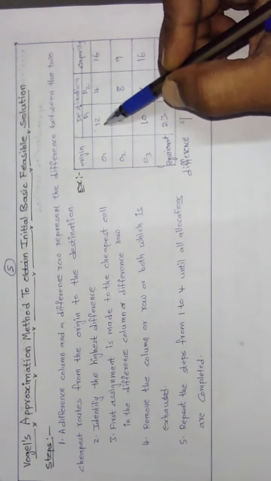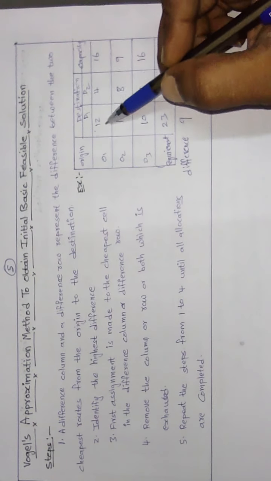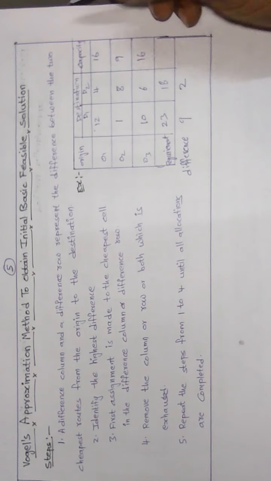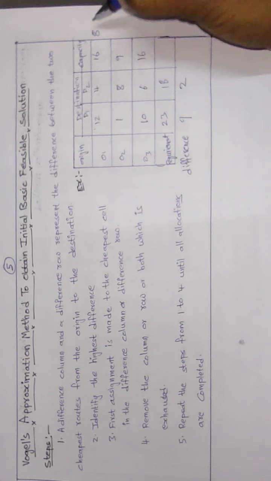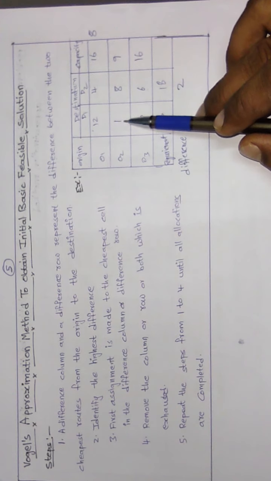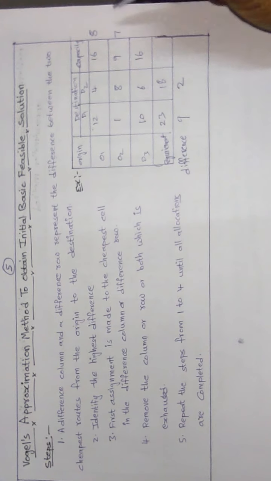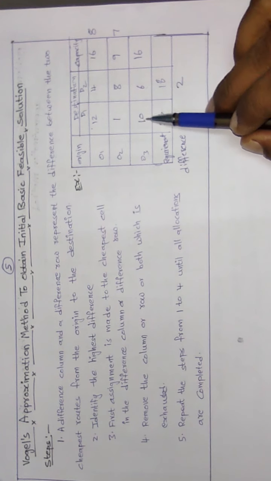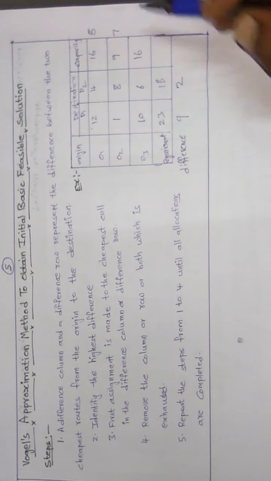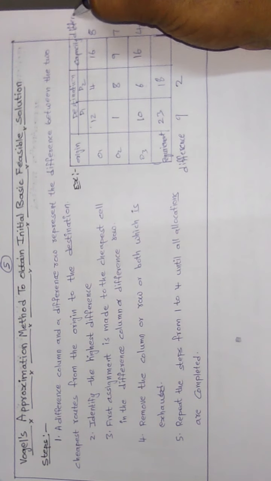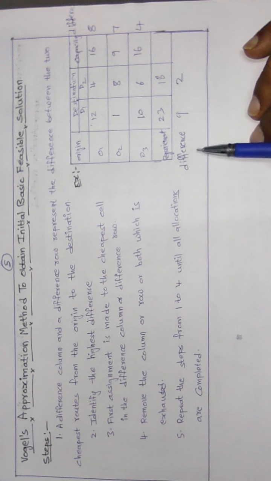Similarly in the rows, what cells do we have? For row 1 we have the two cells 12 and 4. What is the difference between 12 and 4? 8. Similarly for the second row, what are the two cheapest cells? 8 and 1. What is the difference between 8 and 1? 7. Similarly for row O3, what are the two cheapest cells? 10 and 6. What is the difference between these two? 4. So this is the difference in rows and this is the difference in columns.